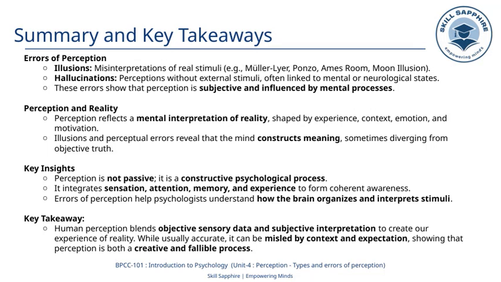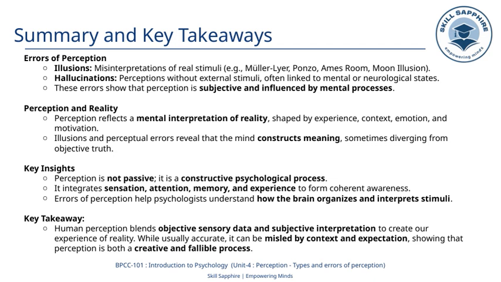Let's wrap up with some key insights from our discussion on perception. As we've seen, perception is not just a passive reception of sensory information, it's a constructive process in our minds. It involves integrating sensations with our attention, memories, and prior experiences to create a coherent picture of the world. We also explored how perception can sometimes be mistaken. Errors like illusions and hallucinations reveal that our perception is highly subjective and influenced by mental processes.